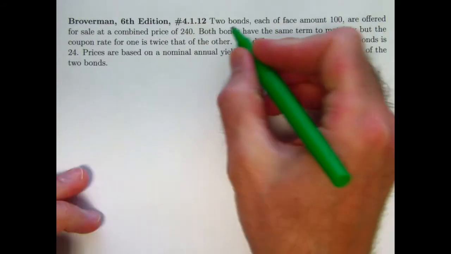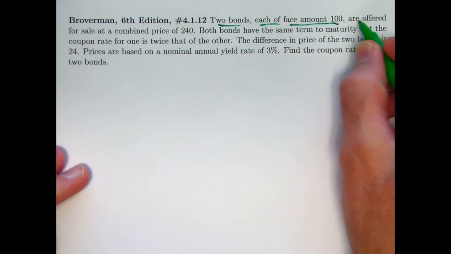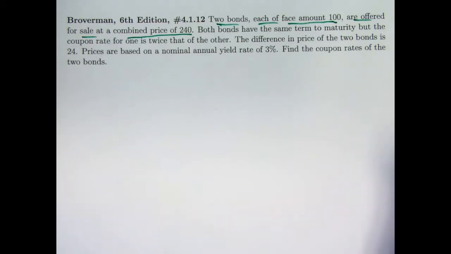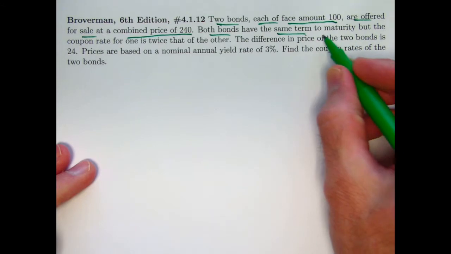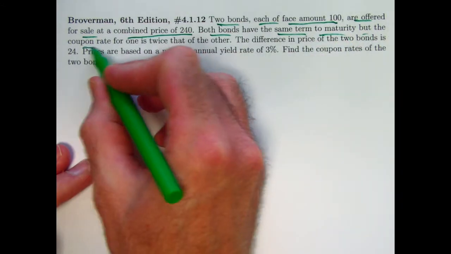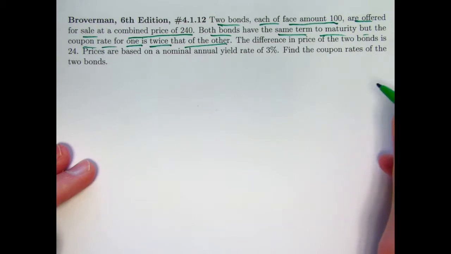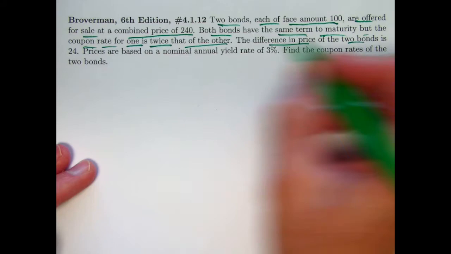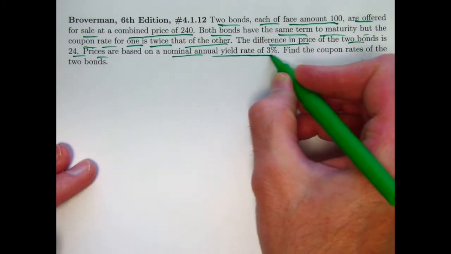Two bonds, each of face amount or par value 100, are offered for sale at a combined price of 240. That doesn't mean they're both 120 though. Both bonds do have the same term to maturity, but the coupon rate for one is twice that of the other. They do have the same yield though, we'll get to that. The difference in price of the two bonds is 24. Prices are based on a nominal annual yield rate of 3%.